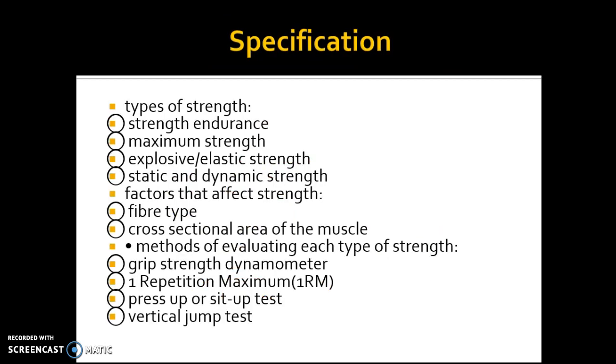So, specification then for strength, we need to know certain things. We need to know different types of strength. We need to look at strength endurance, maximum strength, explosive elastic strength, static and dynamic. Then whilst we're doing that, we're going to do this together, you then have to look at ways you can measure the different types of strength. So grip strength dynamometer, 1 rep max, press up or sit up test, vertical jump test. We need to know which one specifically these link to up here. Then we'll have a look at the factors affecting strength.